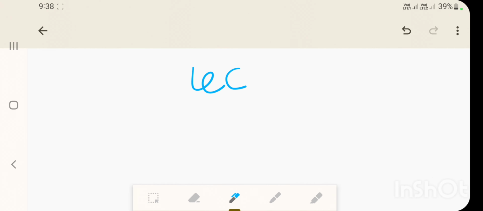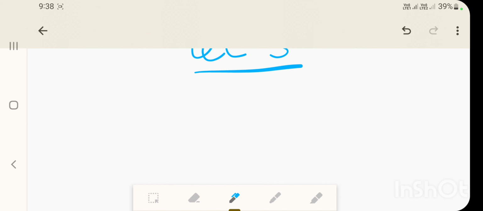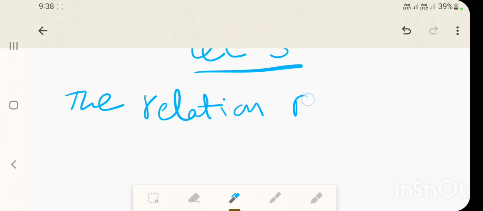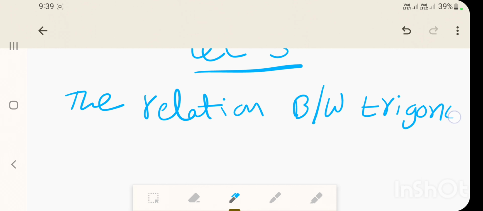Friends, this is lecture number 3 for trigonometry, which we have started. In today's class we are going to see the relations between trigonometric ratios, and then we'll try to solve one example problem. First we'll see the relation between trigonometric ratios. We have already seen in the previous class what the trigonometric ratios are. Now we'll see the relation between these trigonometric ratios.